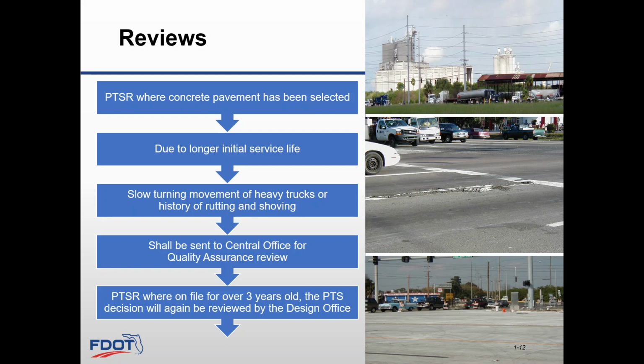Here's an example, Causeway Boulevard and US 41 in Tampa. This one was an asphalt road that had extensive deterioration of the pavement due to the heavy trucks coming from the Port of Tampa. As you can see in the middle picture, you can see the shoving of the asphalt when trucks would come to a stop at the signal. In the bottom picture, you can see the reconstructed concrete intersection to address those issues. That was very closely coordinated with central office.